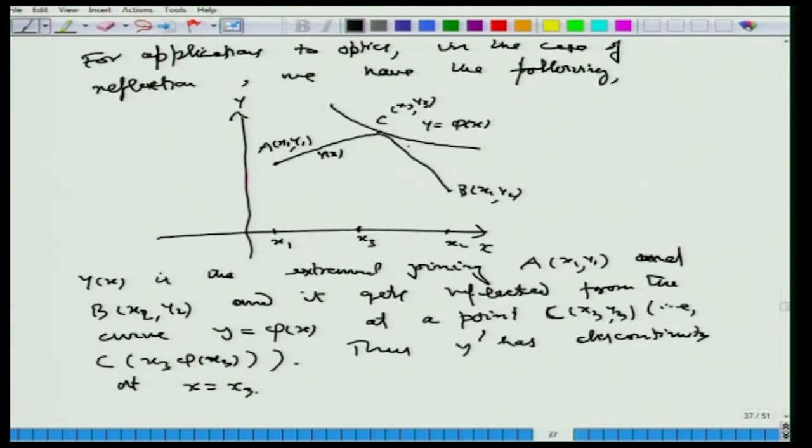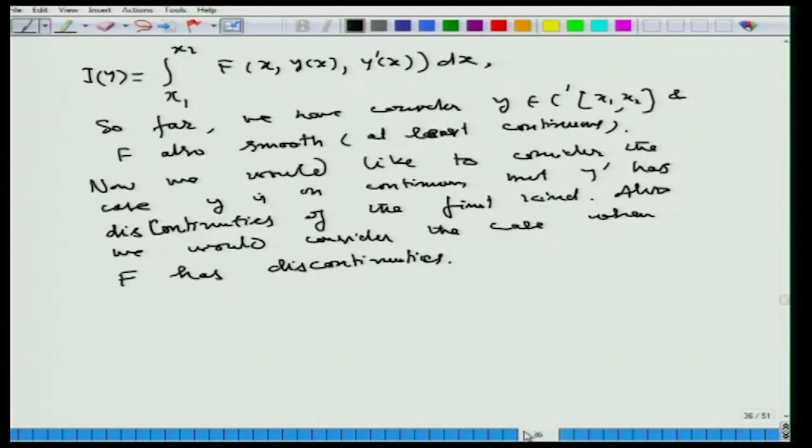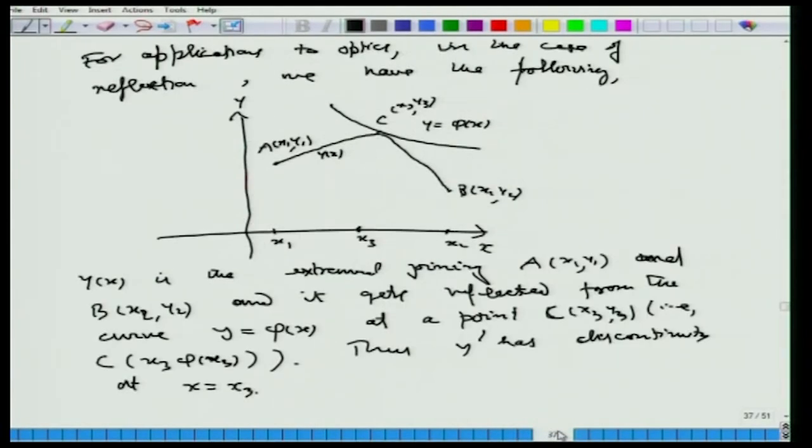So, C is moving here. So, this ray goes somewhere here and gets reflected and joins this. So, like that the C can move on this curve, and we need to see that for this extremal y, what is it that optimizes our functional given by this. So, that is what is to be considered here.